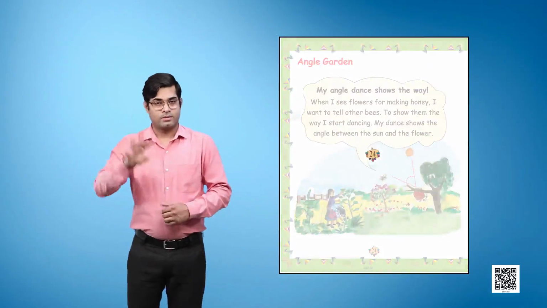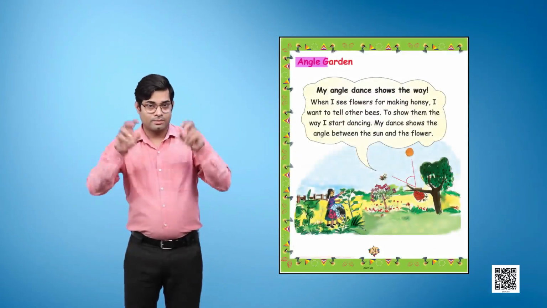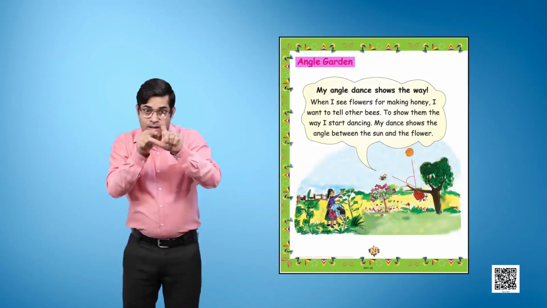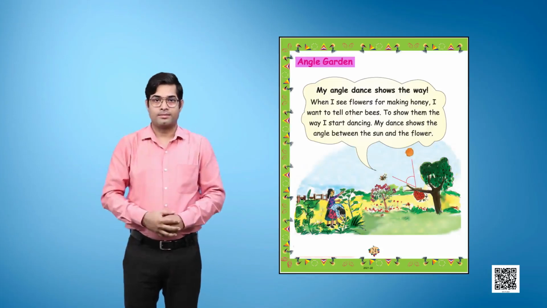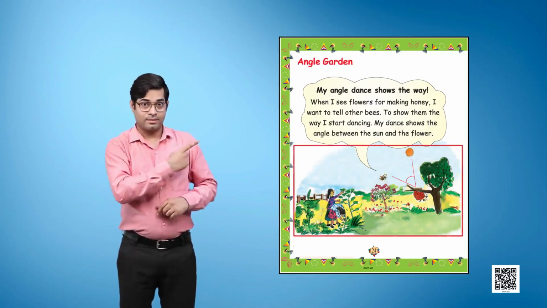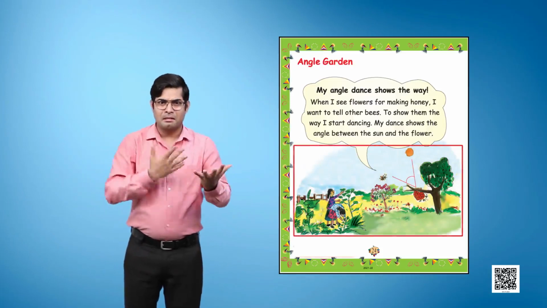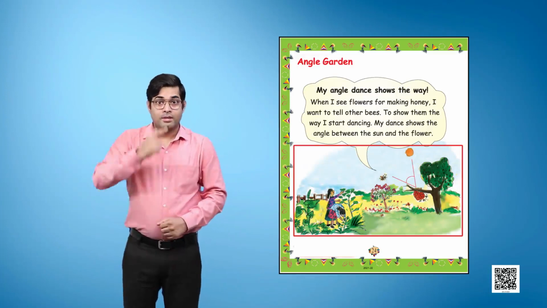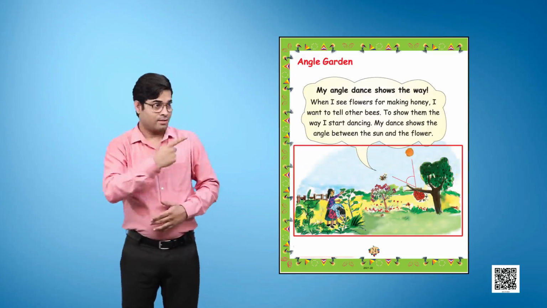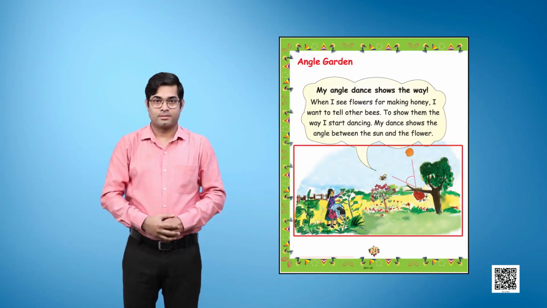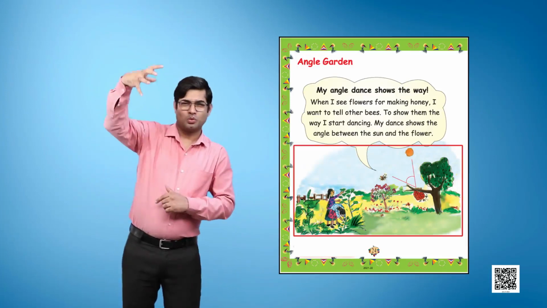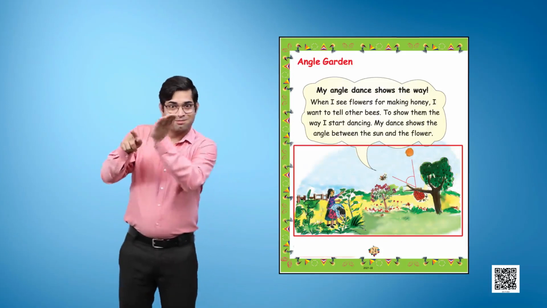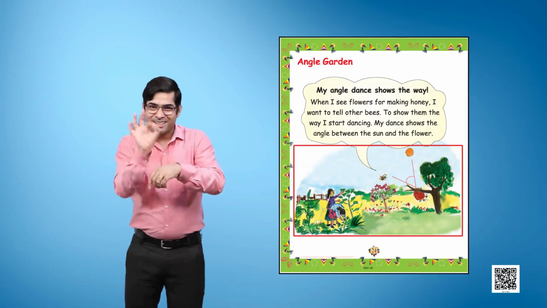Page 24. Angle garden. We see the picture of a garden with many flowers, plants, and trees. Two girls are also seen in the garden. It's a bright sunny day, and we can see a big honeycomb on one of the trees.